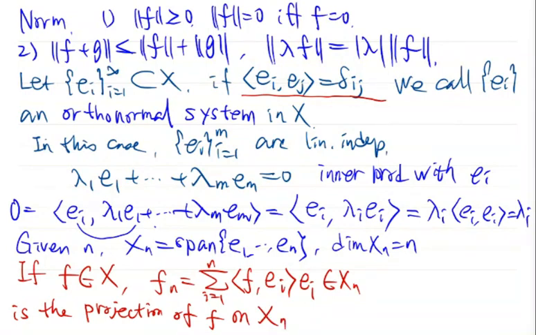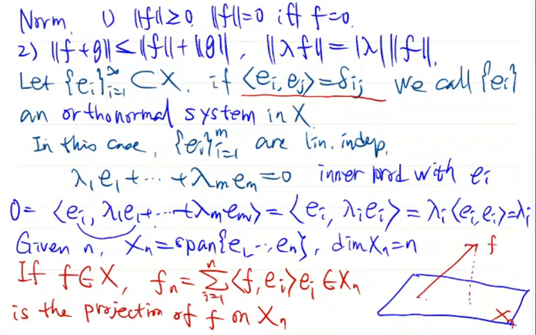So geometrically, this is Xn. Then a vector f, and this blue vector is our fn, the projection of f on Xn. It should be very easy. Maybe some of this you have studied in linear algebra.